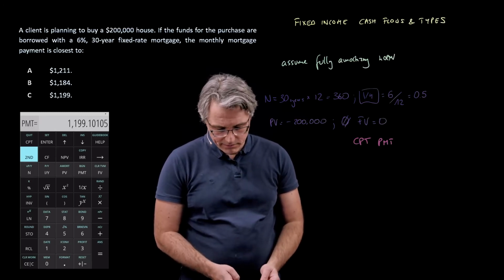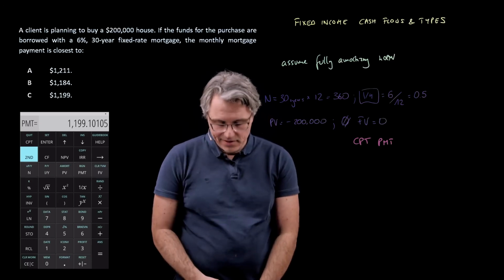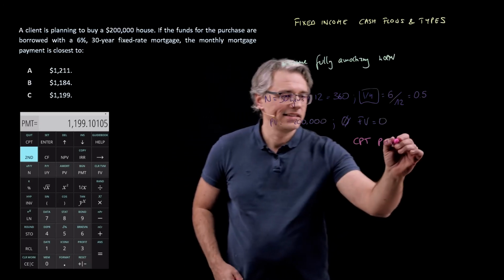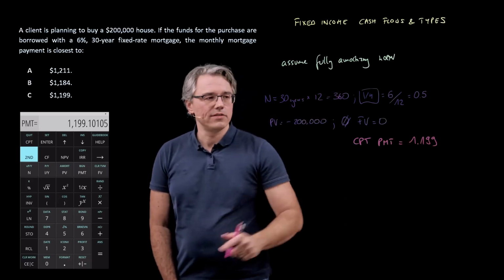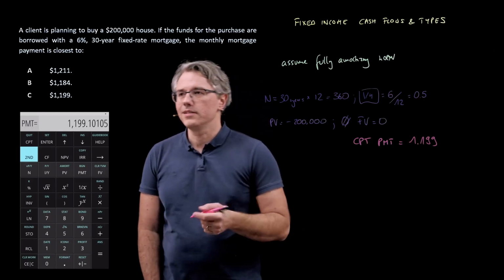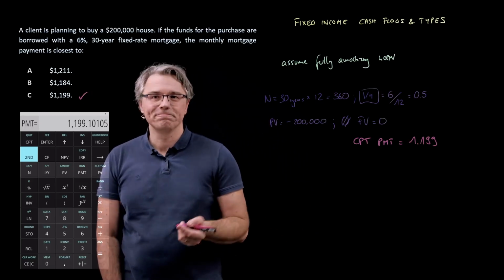Okay, and 1,199 point something seems to be the answer. If I had made PV positive, this would have come in negative. That's the logic. Anyway, it's answer C.